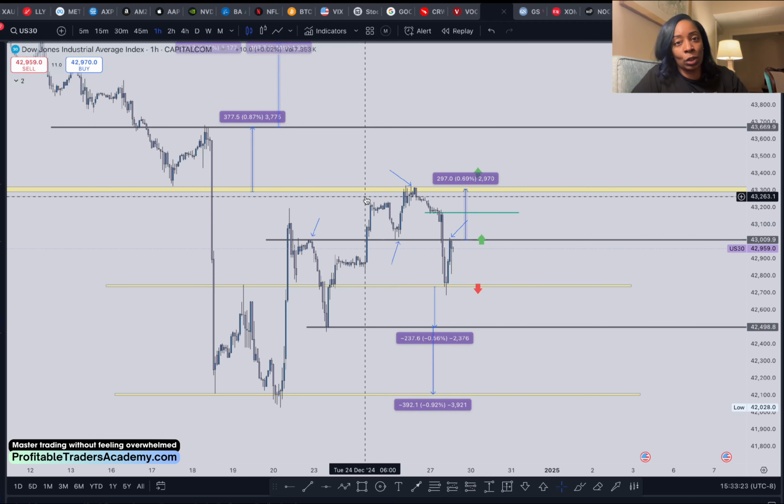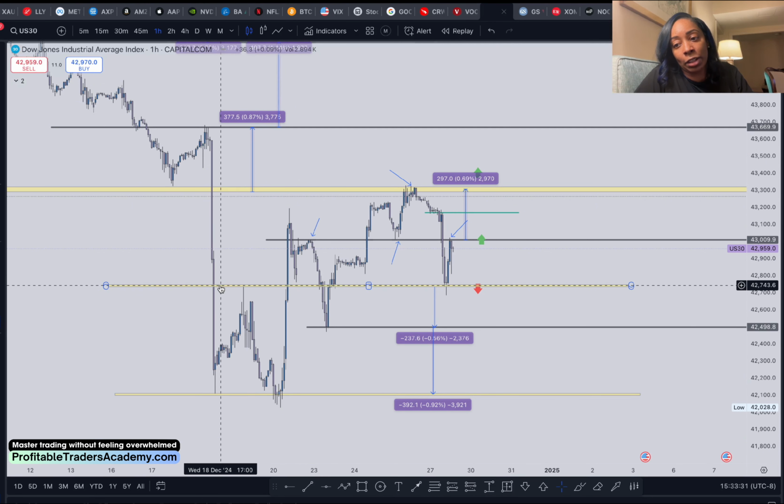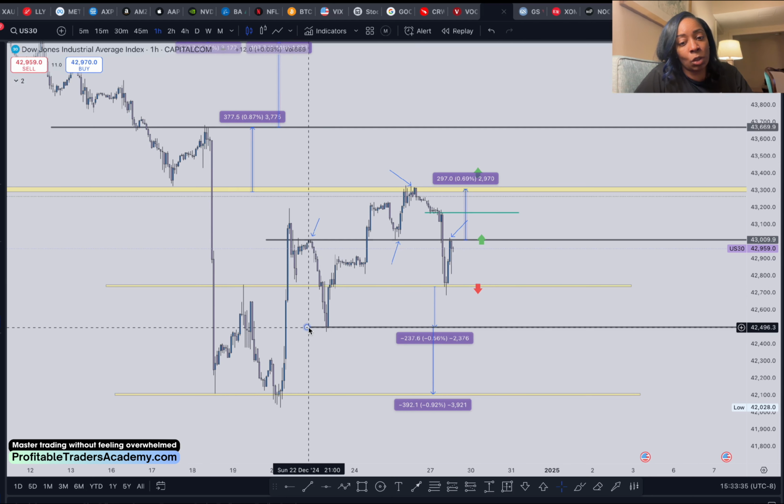So I have several zones inside of here. Let me just say them again. This zone right here is 43,010. This zone right here is 42,743. And then this zone right here is 42,496, really close to 500. If your levels aren't 100% perfect, it's not going to be a big deal. You just adjust them based off of your chart.